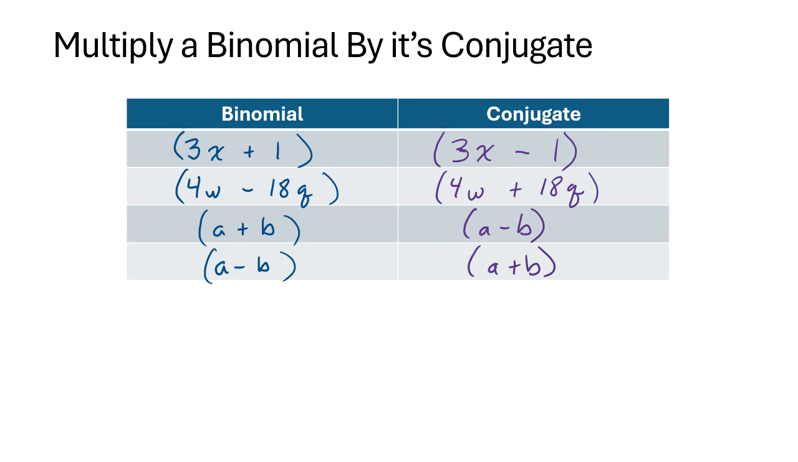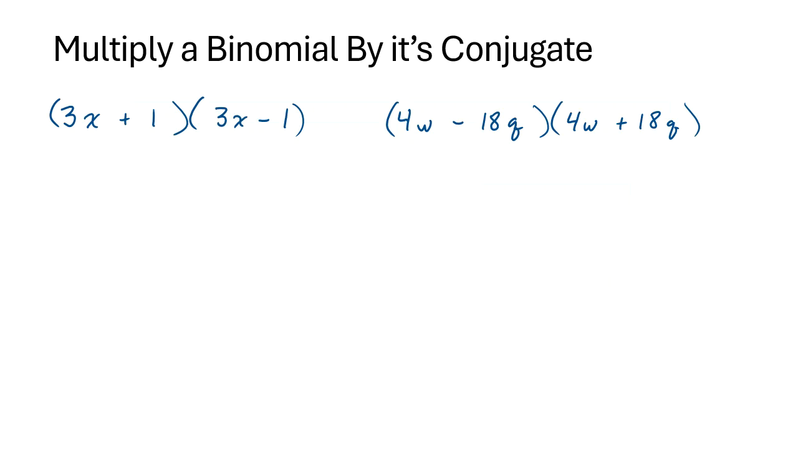So now we're going to look at what happens when we multiply these together. What happens when I take 3x minus 1 times 3x plus 1? What happens when I take 4w minus 18q times 4w plus 18q? Are there any patterns we can see that would help make multiplying something by its conjugate faster? All right, well, let's try it.